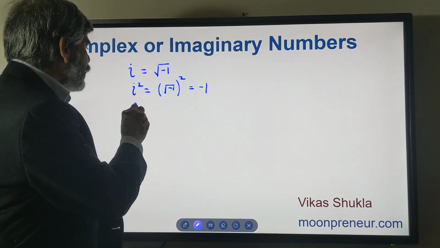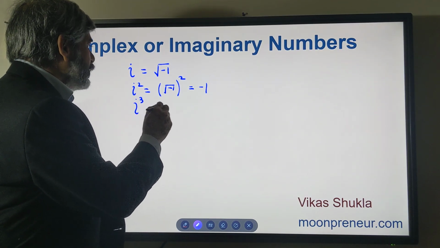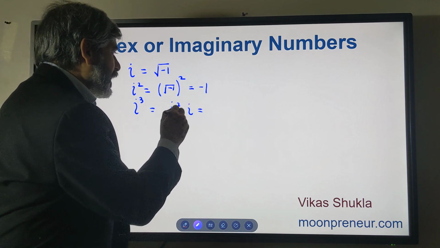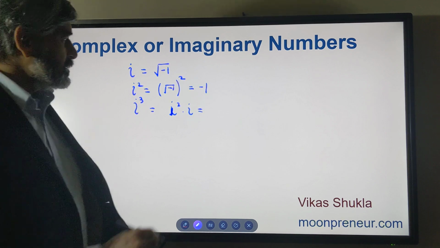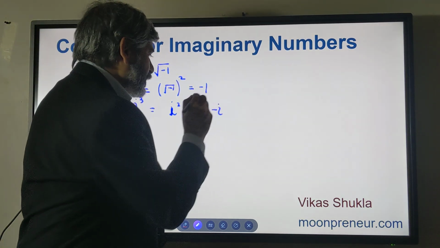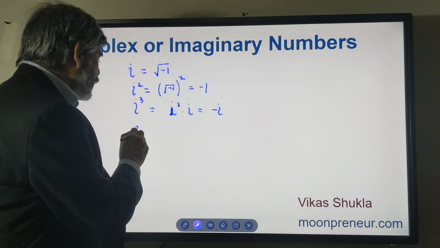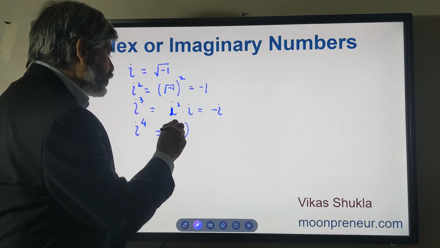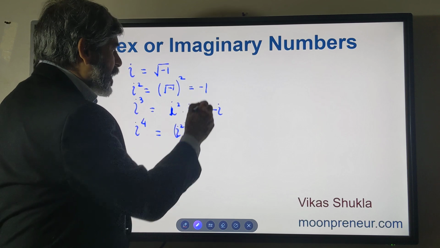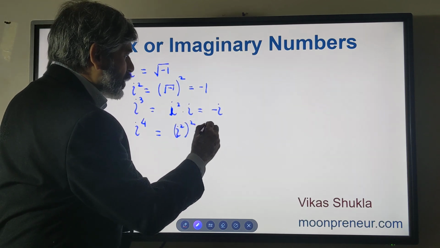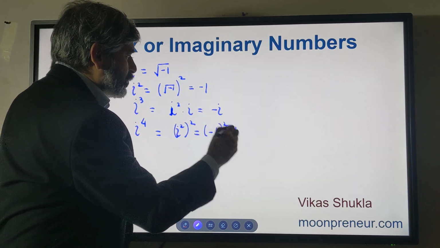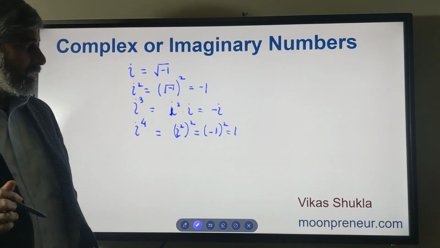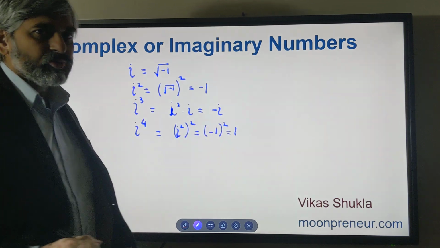Now if I want to find the value of i cubed, it's going to be i squared multiplied by i, and i squared is -1. So this is going to be -i. Moving forward, what is i to the power 4? It's nothing but i squared squared, and i squared is -1. So -1 whole squared is nothing but 1. So i to the power 4 becomes 1.